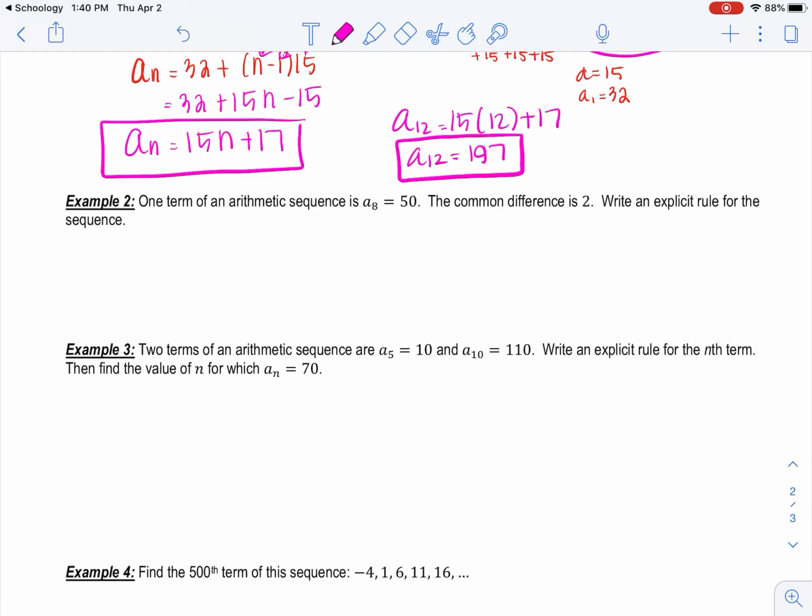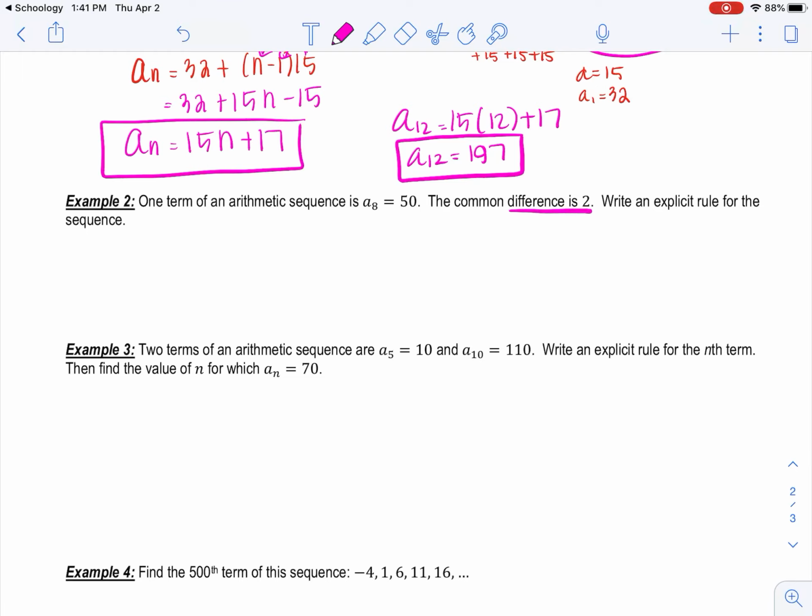All right, they're all a little bit different from each other. I want to make sure that you know how to do each of these. So this next one here says that one term of an arithmetic sequence, a sub 8, is 50. So this is saying that of the sequence, the 8th term is 50. The common difference is 2. Write an explicit rule for the sequence. So remember, in order to write a rule, you need two things.